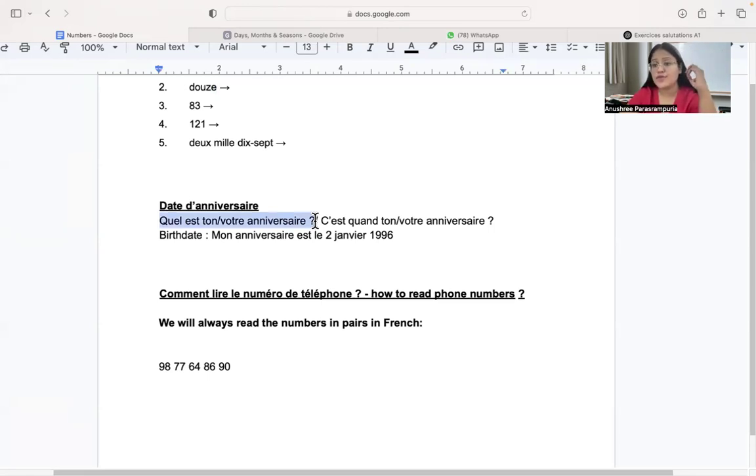Anniversaire in French does not mean anniversary, it means birthday. Okay, so do not get confused. So, quel est ton ou votre anniversaire?